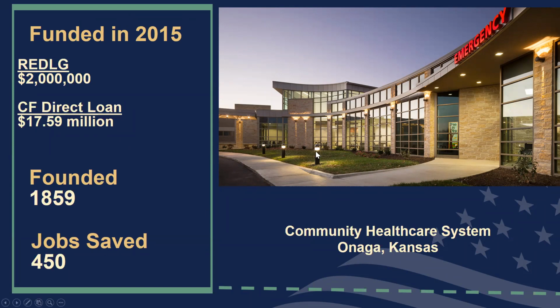By doing this particular loan, we were able to save over 450 jobs within that rural community. And this particular hospital system has an annual payroll of over $16 million. So we see the tremendous impact that being able to leverage multiple programs together has had on this community within Kansas and can have in all our rural areas.